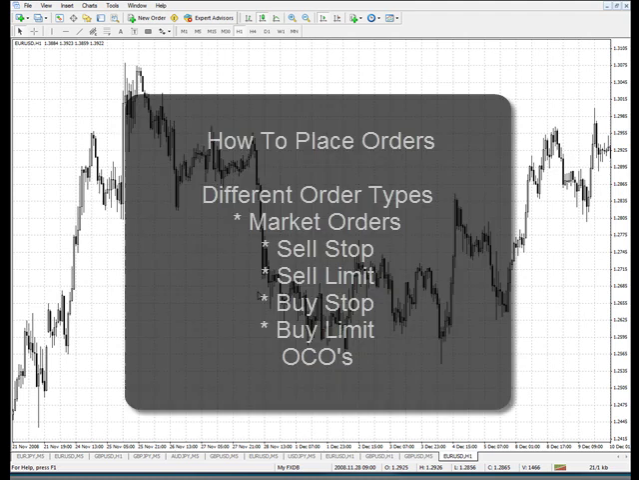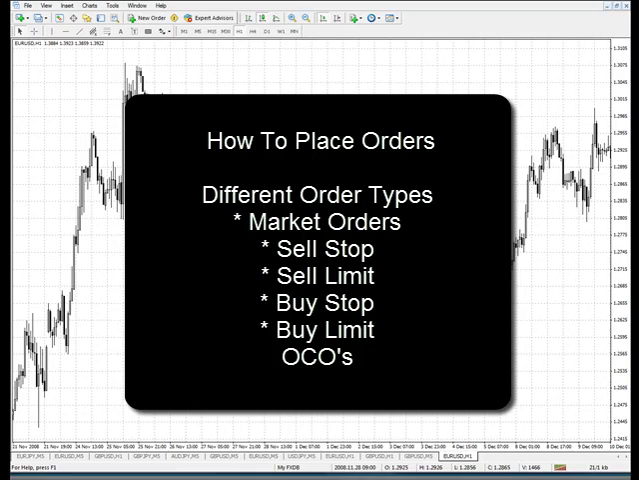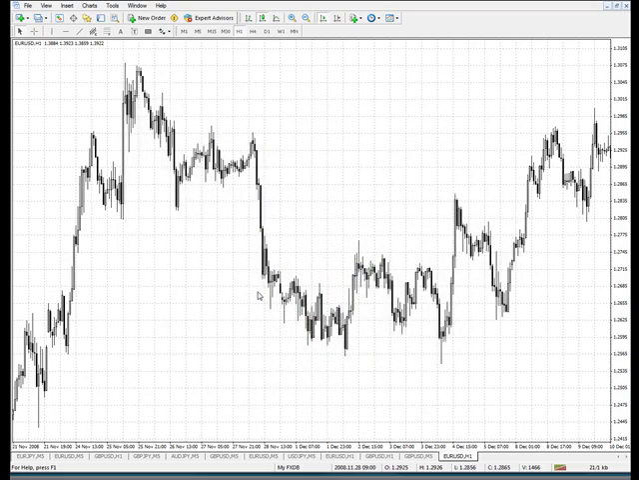Now, here's what we'll go over in this video. I'll show you examples of how to place orders. I'll also show you the different types of orders: market orders, buy stops, buy limits, sell stops, sell limits, and we'll even talk about one cancels the other orders and modifying and canceling open orders in MetaTrader as well. Actually, in this video, there's not an option for one cancels the other, but I'll show you kind of how that works as well. So with that being said, let's go ahead and get started.